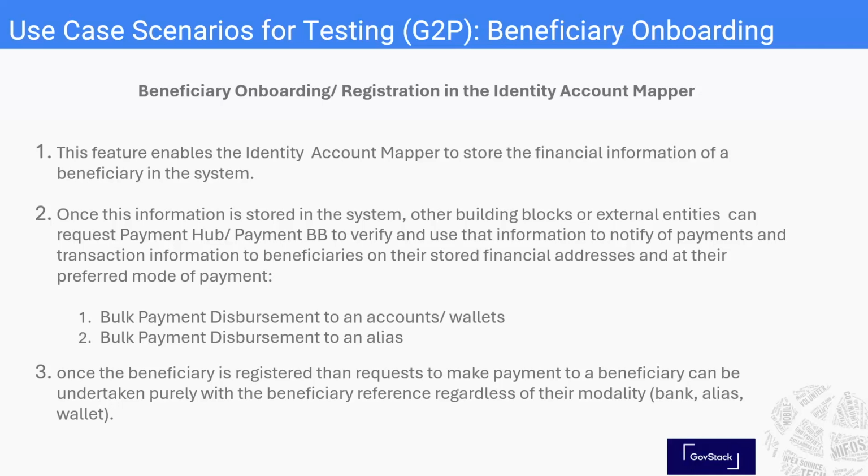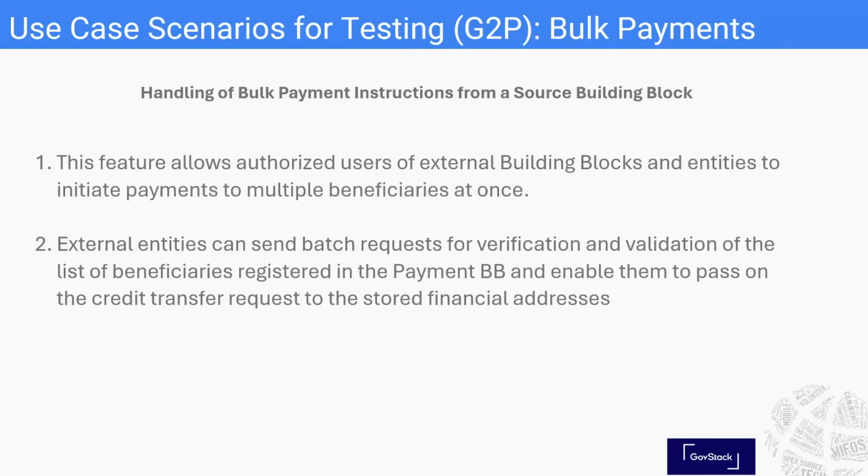And also one thing important to note over here is, as we are going to show you, we have a couple of videos also to help you understand the processes better. The information that is stored in the identity account mapper also stores the modality, which we have also been talking about, that once the payments have to be made to the beneficiaries, through which form of payment they would be able to get the funds.